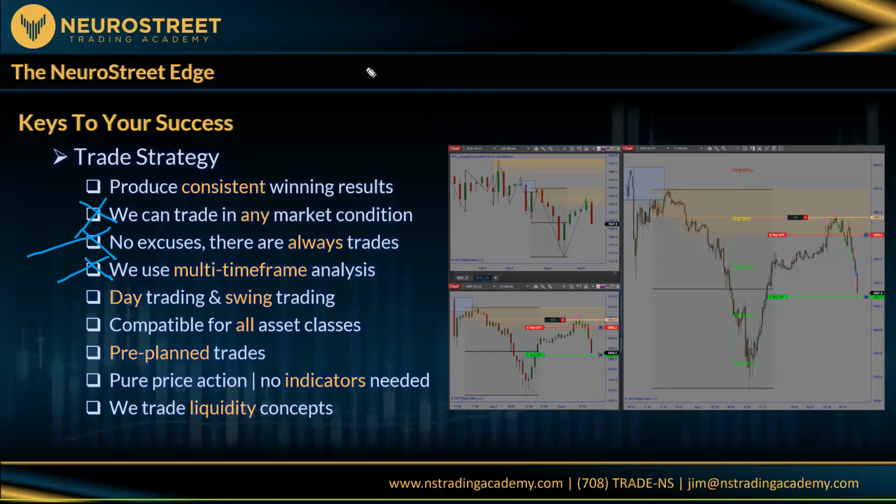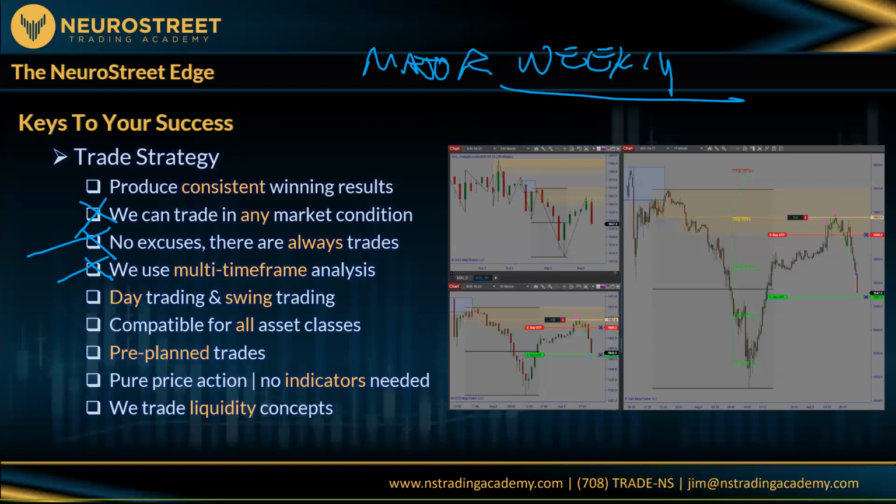For example, if you have a major weekly level, most traders are not even looking at that. They're not even looking to see, well, there's a major weekly resistance level here, and the market just stops on a dime, seemingly for no reason.